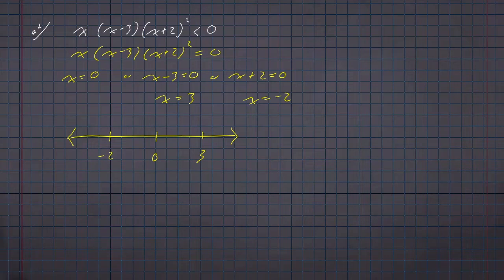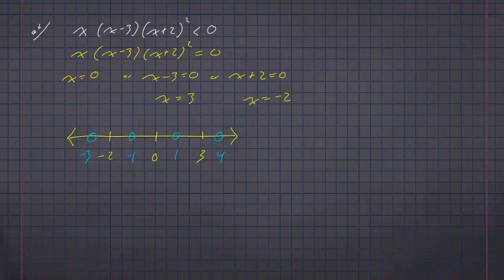And then once we have this number line, we pick a couple of points in between. So we look for something to the left of negative 2. Negative 3 might be a nice choice there. We look for something between negative 2 and 0. Negative 1 seems to fit that bill. We look for something between 0 and 3, like positive 1. And we look for something to the right of 3, like positive 4. We evaluate the original inequality at each of these points.